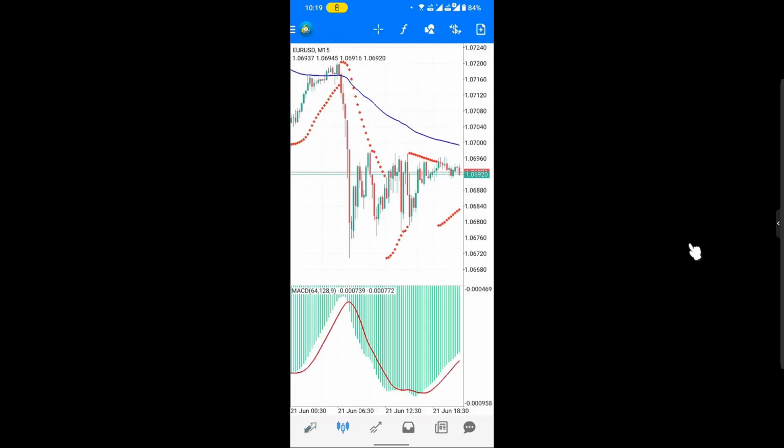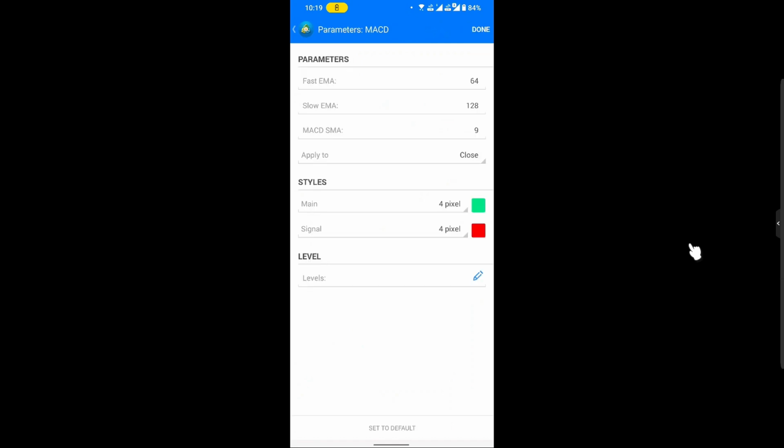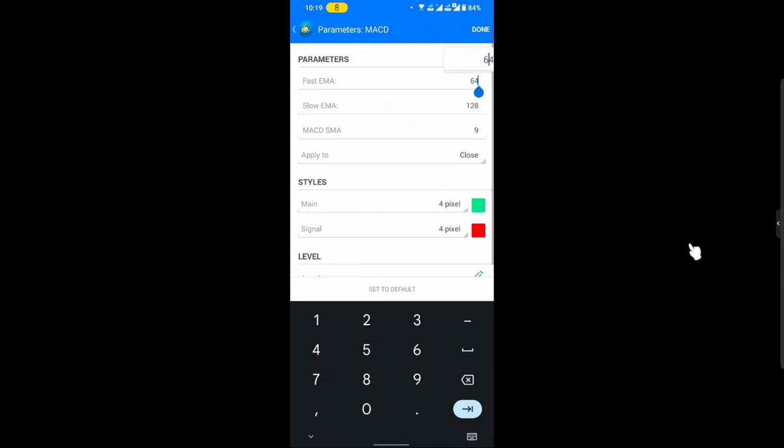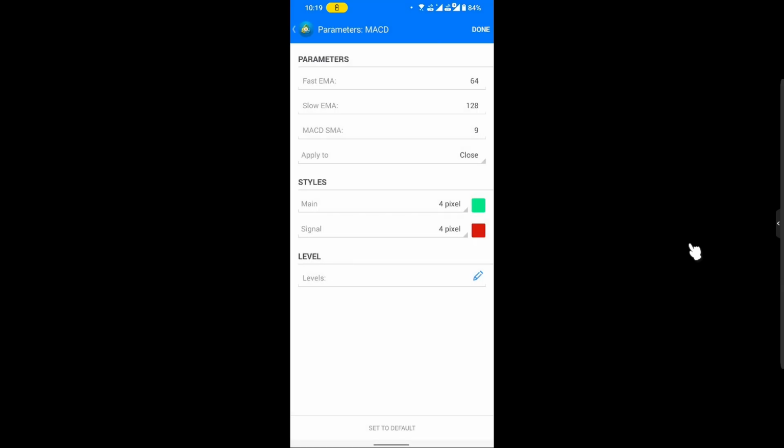For this strategy, these are the indicators you need to place. Just go to this button, the F button or something like this, and in here you will find these options. These are my MACD settings, and you need to copy everything: fast EMA 64, slow EMA 128, MACD SMA is 9, and the pixel size is 4, and you can choose any color. I'm having this color, and this is the color I'm using for my signal.